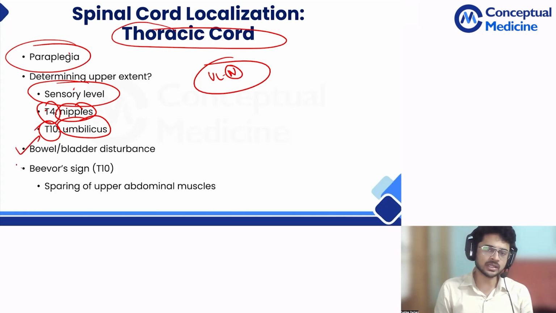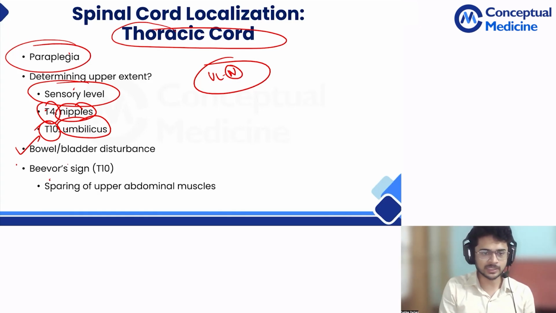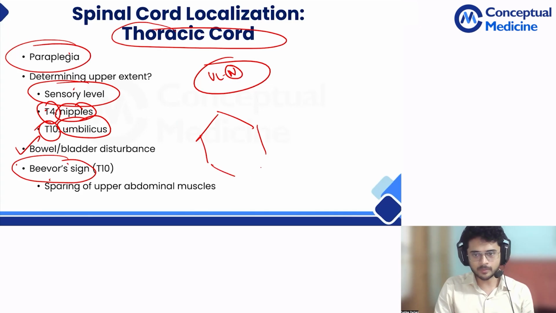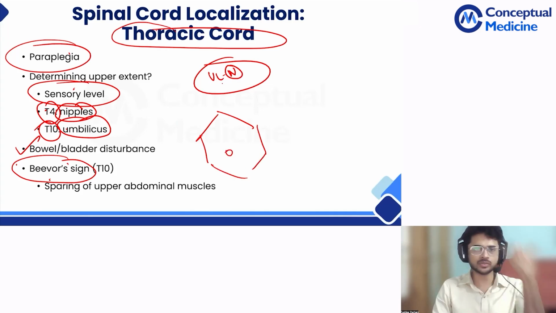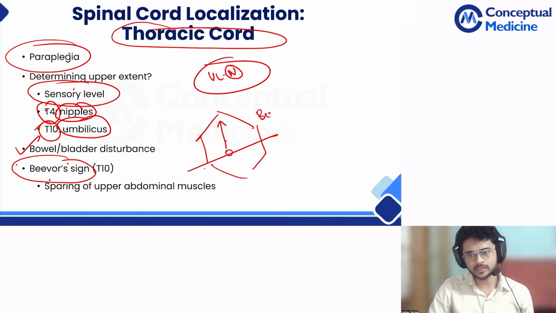A very, very important clinical sign that should be seen in all spinal cord cases is the Beevor's sign. So you have the abdominal muscles, you have the umbilicus. You ask the patient to flex their head and try to bring their head up. You see there will be an upward movement of the umbilicus. This upward movement of the umbilicus is known as Beevor's sign.